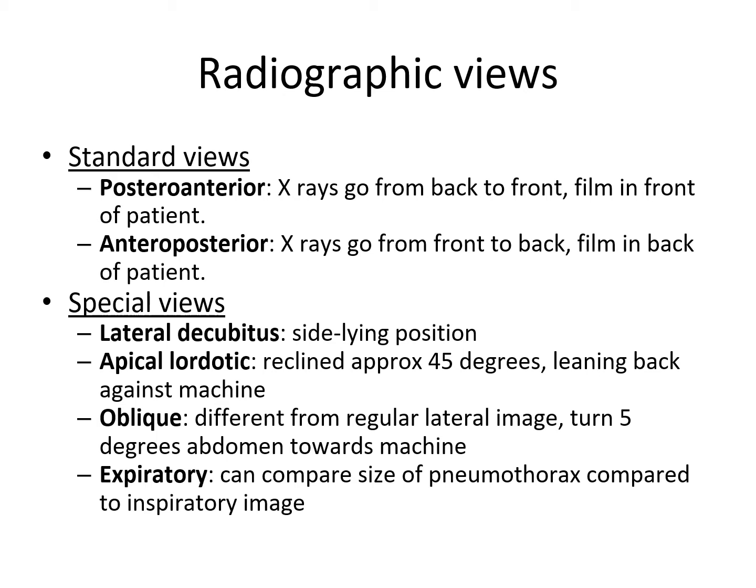A posterior anterior view would be the x-ray like in that little drawing in the very first picture, where the x-ray goes from the back to the front, and so the film is in front of the patient. And then an anterior posterior, or AP, view: the x-rays go from the front to the back, and the film is in the back of the patient.